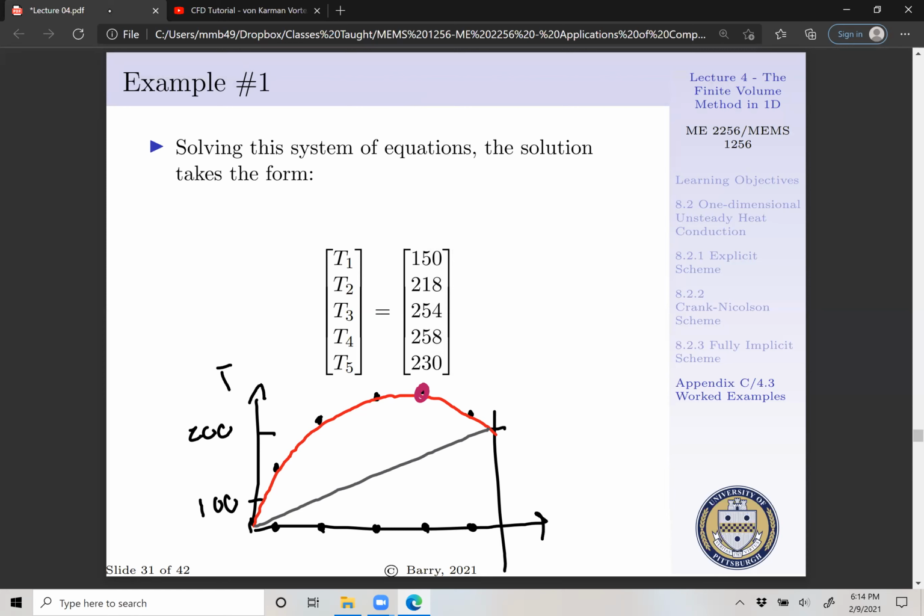Now 5 points, actually 7 points is good enough to get a curve fit. And we'd be able to capture that nonlinearity. So source terms are a super easy incorporation to this method.